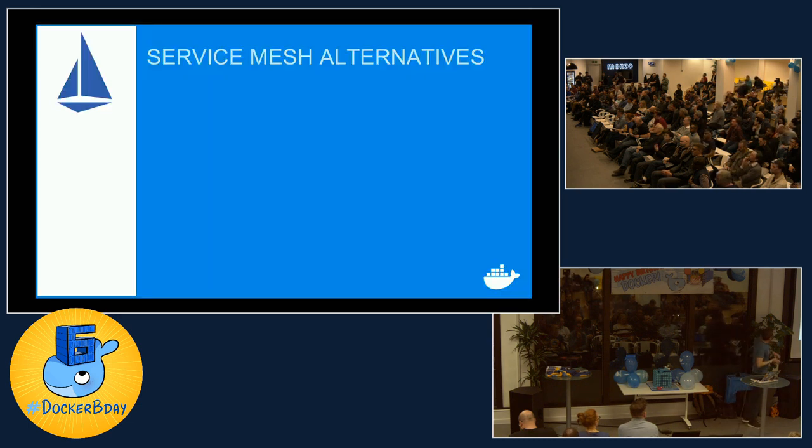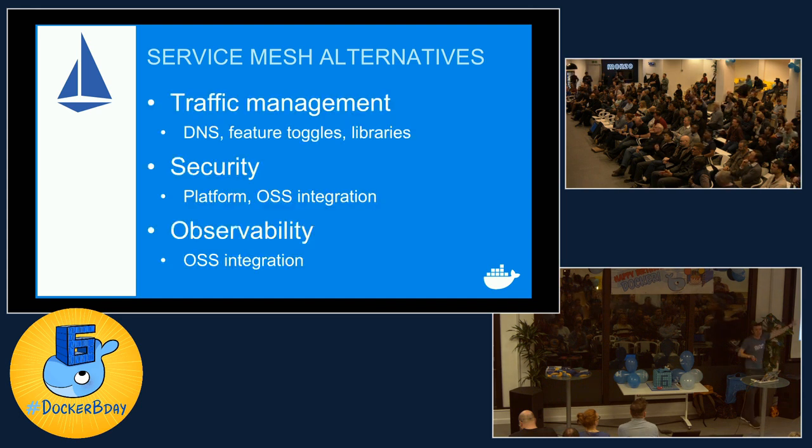OK, so let's do this really, really quickly. You don't need a service mesh for this stuff. You can do all of these things yourself. You can plug together open source components, which is mostly what ISTIO is doing. The core work is being done by things that are already out there. Traffic management you can do with DNS if you can do it at a high enough level.